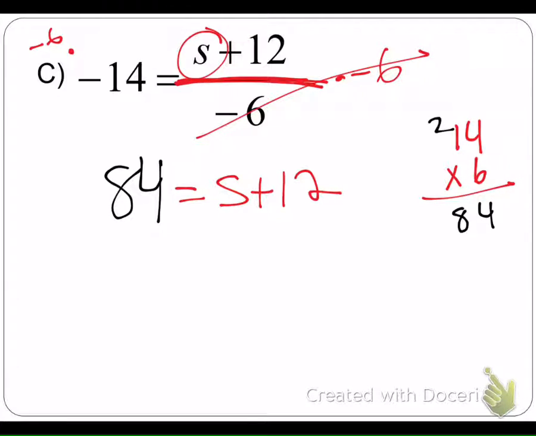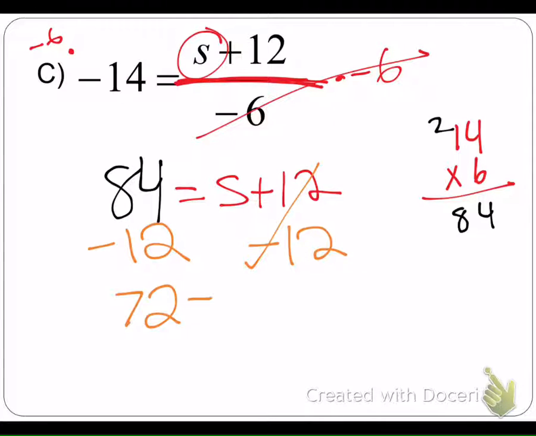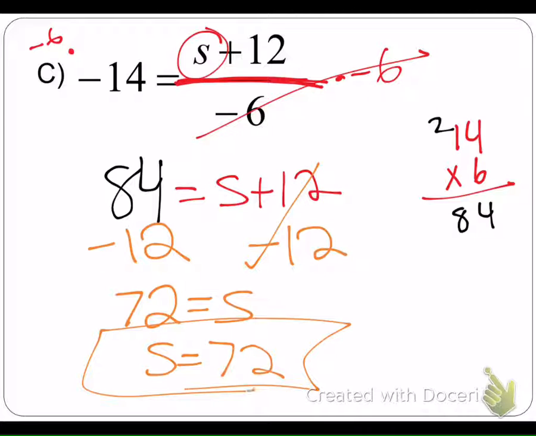What do I need to do? Subtract 12. 72 equals S, or S equals 72? All right? Questions?